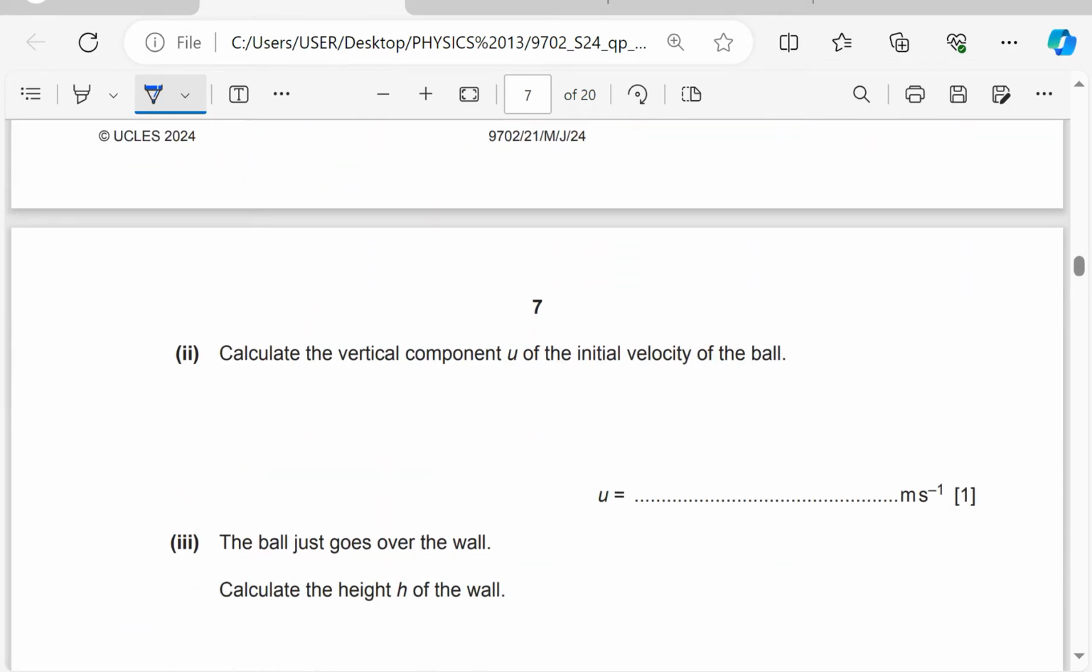Then calculate the vertical component u of the initial velocity of the ball. Now we want the vertical component, we just resolve in the vertical. So initial velocity in the vertical is going to be 22 sine of 40, or you can say 22 cos of 50. After all, sine 40 is the same as cos 50.